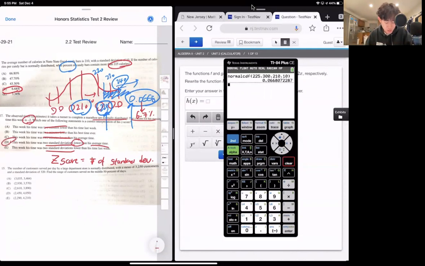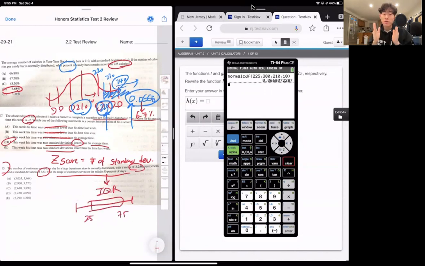Okay, number 15. A lot of you guys asked me about question number 15. The mean is 350 customers with a standard deviation of 320. Find the range of the middle 50% of days. Now, the middle 50% is a fancy way of saying the IQR, because the IQR measures from the 25th to the 75th percentile. If you calculate the amount that's in there, 75 minus 25, that accounts for the middle 50% of the entire data points.